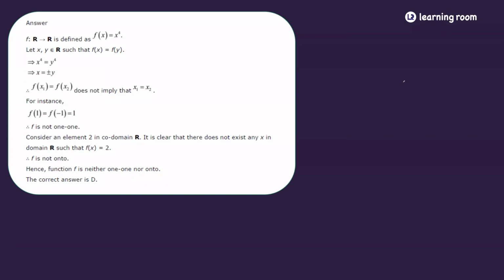So again, if you see the steps, it is the same old steps. Instead of x1, x2, they took it as x comma y. x power 4 is equal to y power 4, x is equal to plus or minus y, hence it's not 1, 1. What about onto? Since negative real numbers do not have a pre-image, it is not onto. You need not complicate this much. If you are able to prove that codomain is equal to range, it is onto. If not, it is not onto.